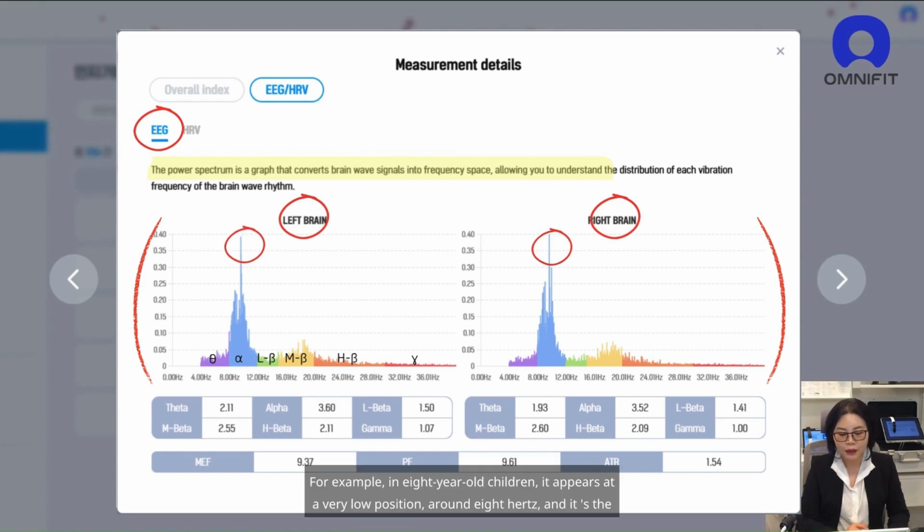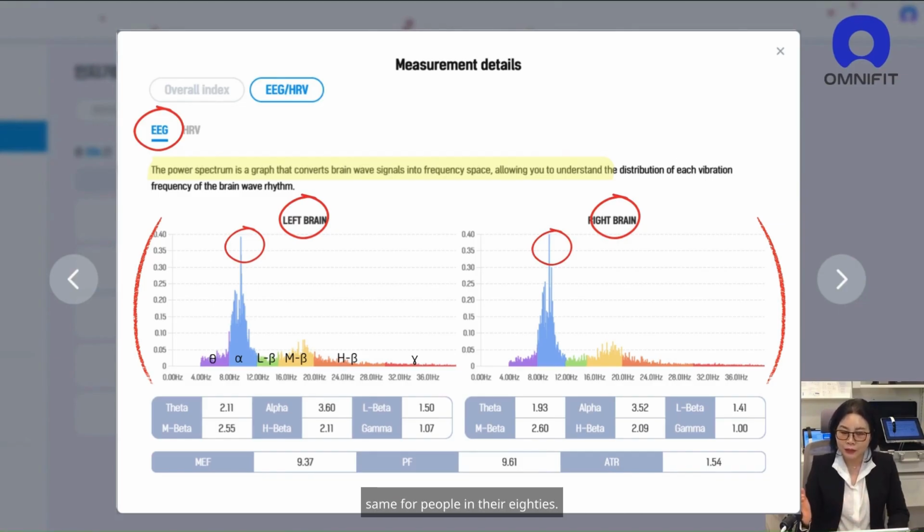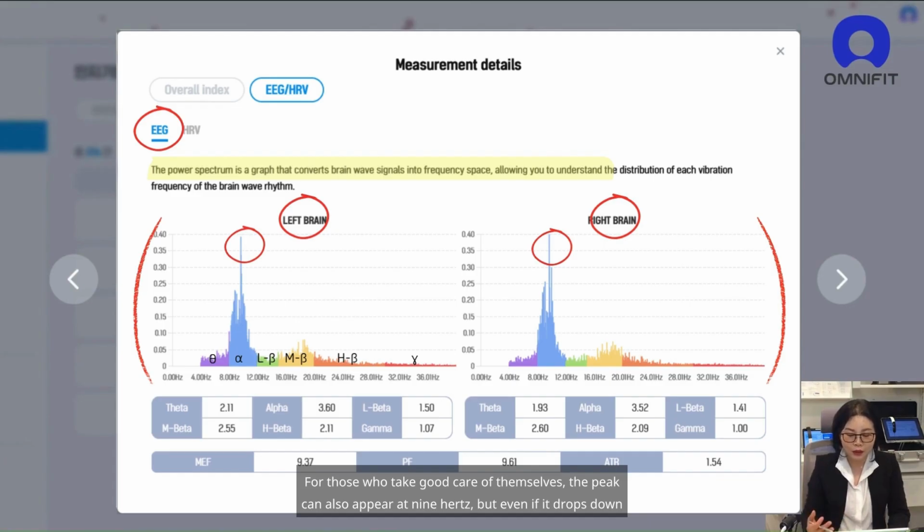For example, in 8-year-old children, it appears at a very low position, around 8 Hz, and it's the same for people in their 80s. For those who take good care of themselves, the peak can also appear at 9 Hz, but even if it drops down to 8 or 8.5 Hz, this peak in the intrinsic rhythm is still considered completely normal.